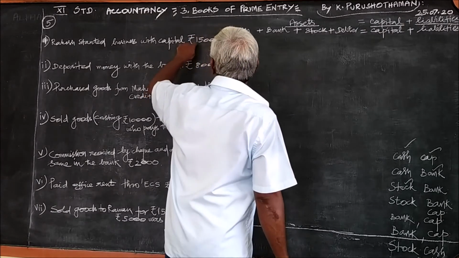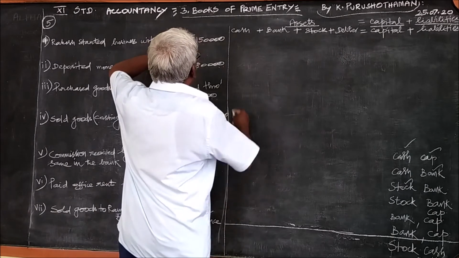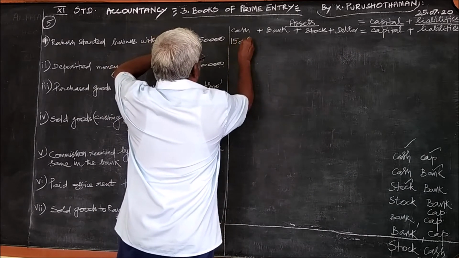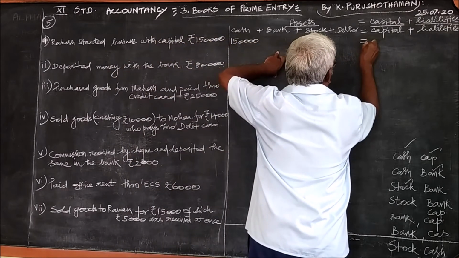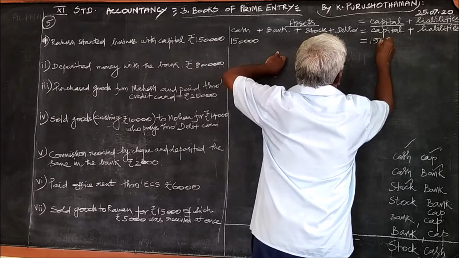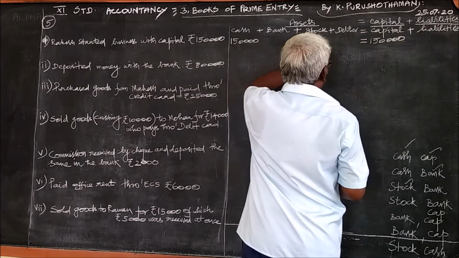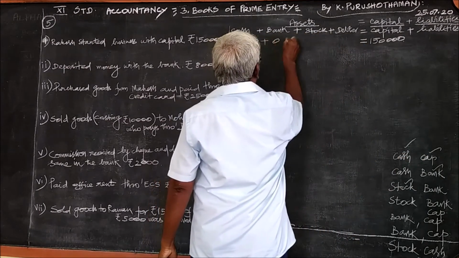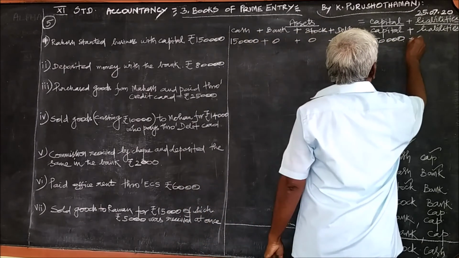Now we answer once again. Ramesh started business with a capital of 1,50,000. So 1,50,000 is the cash, and this is otherwise called the capital. 1,50,000. Left hand side 1,50,000, right hand side 1,50,000. The rest of the items are nothing, so 0 we can put for other items.